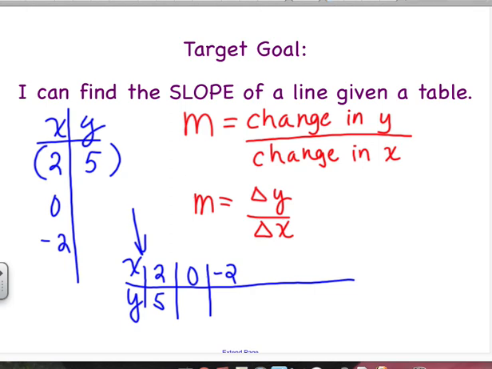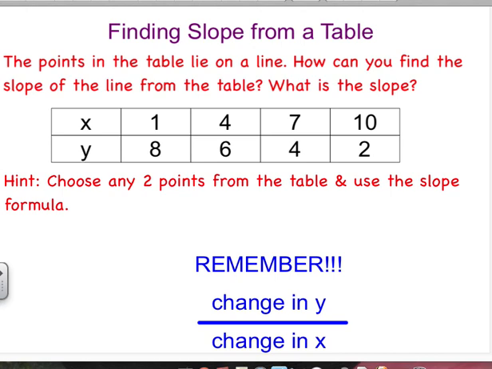If slope is equal to the change in the y values over the change in the x values, specifically talking about looking at a table. So here we go. It says the points in the table lie on a line. All right, so if you were to plot these x's and y's, they would actually make a straight line. How can you find the slope of the line from this table? What is the slope of the line? We give you a hint. Choose any 2 points from the table and then use your slope formula.